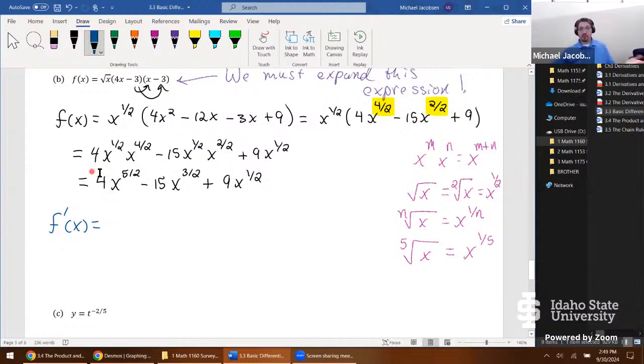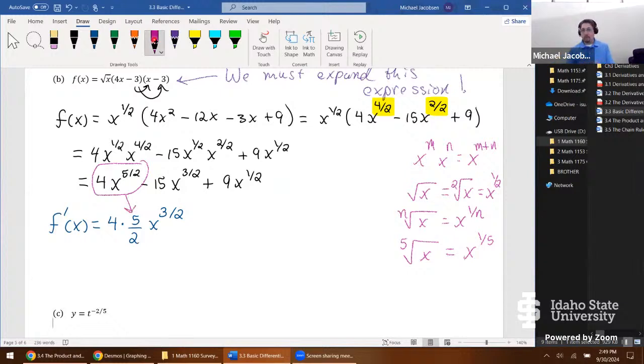When we differentiate the first term, 4 gets multiplied by the old exponent, 5 halves. The new exponent is always 1 less. But if you're looking at a 5 halves, 1 less means subtract 2 over 2. So the new exponent here will be 3 halves. So that's what happens to this full first term right here. It just turns into all of that.